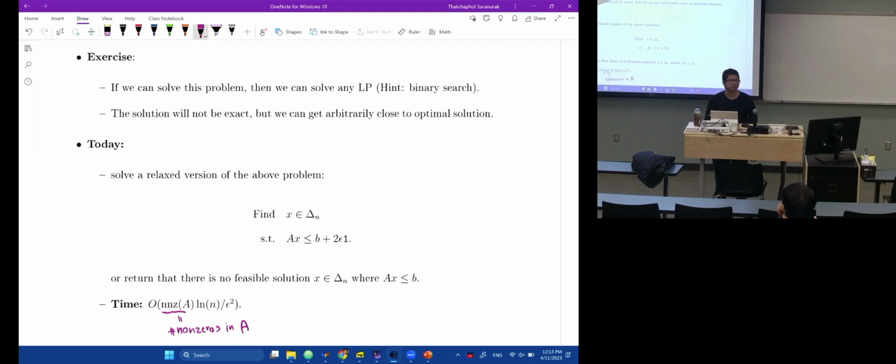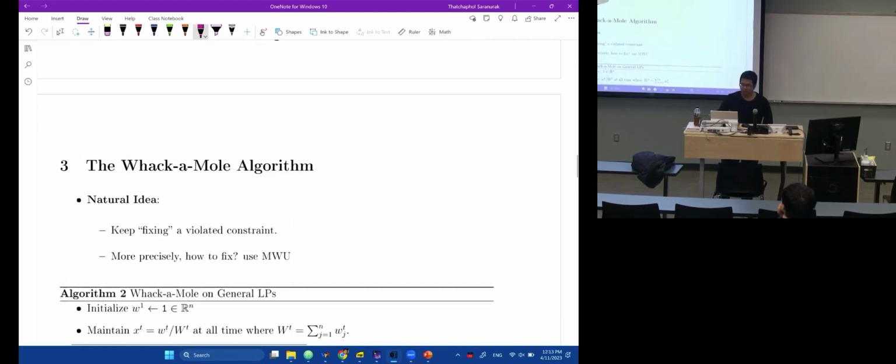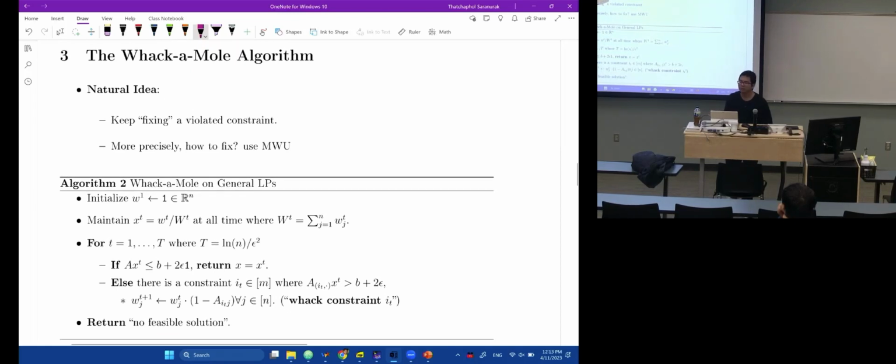So let's see how we solve this using, of course, weight updates. The natural idea is this: we're gonna do some kind of whack-a-mole. Let's start with some trivial solution and then check if there is any violating constraint. If there is any violating constraint, then we try to fix it. And how to fix that exactly? Use weight update. Okay, so let's see the algorithm.